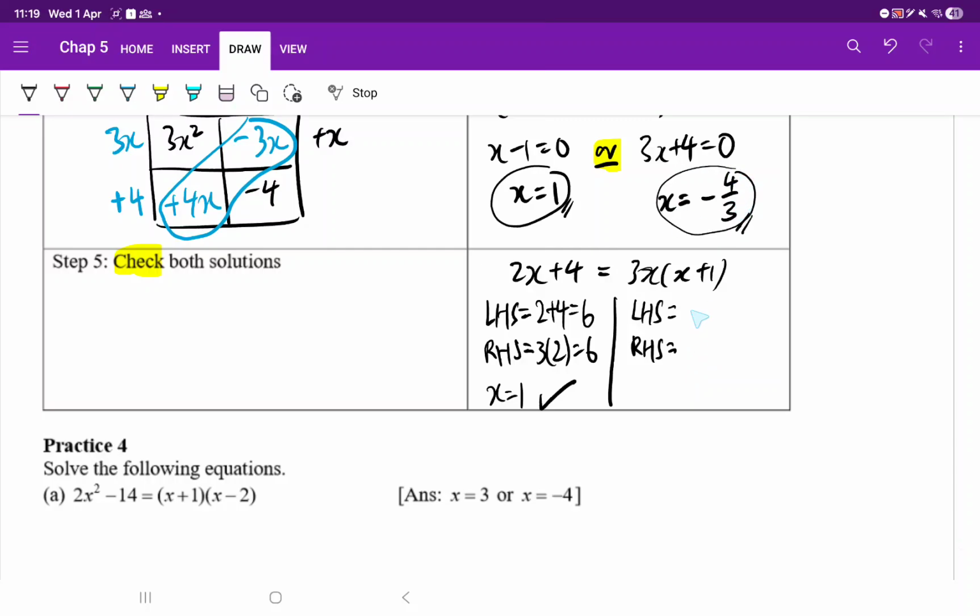A bit hard to do mentally, but you can just use calculator to help you. So this is negative, key into your calculator, 2 bracket negative 4 over 3 plus 4. Key your calculator, get a number. Then for the next one, 3 times negative 4 over 3 times negative 4 over 3 plus 1 equal. Now, once you key in your calculator, you should get an answer. Does anyone know what the answer is?